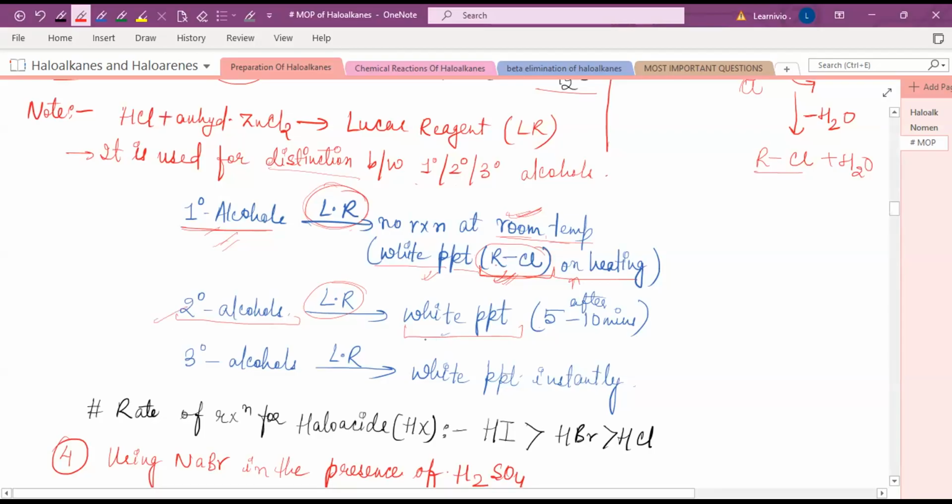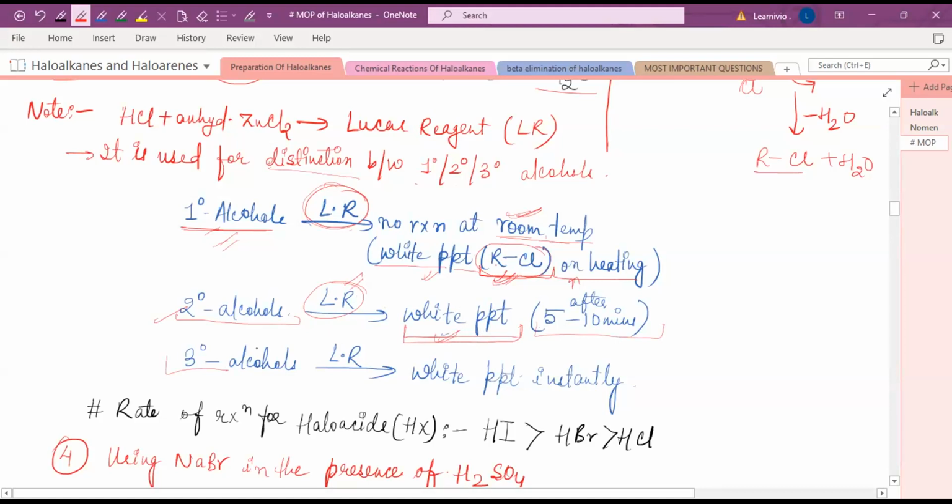But the secondary alcohol, it will give the positive Lucas test after 5 to 10 minutes. After 5 to 10 minutes, you will see that white precipitate is coming up, and that white precipitate is your RCl, alkyl chloride. But for the tertiary alcohol, it gives the Lucas test very fast.